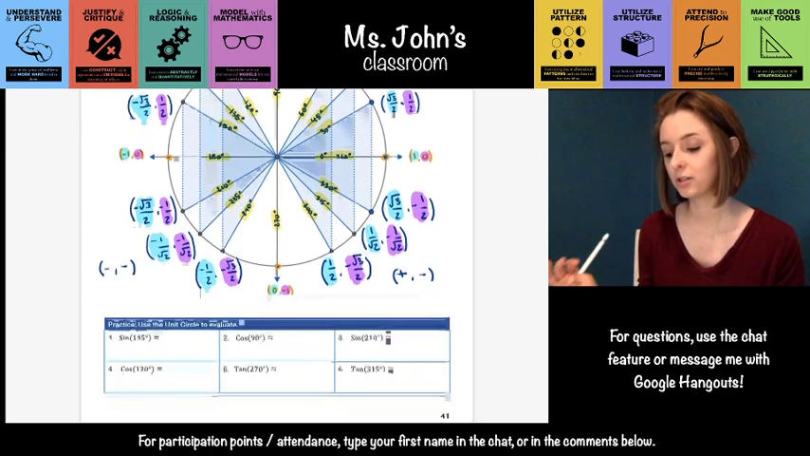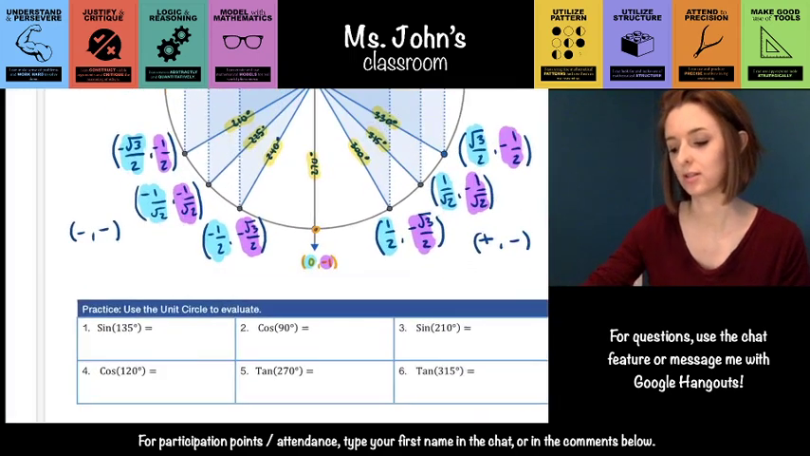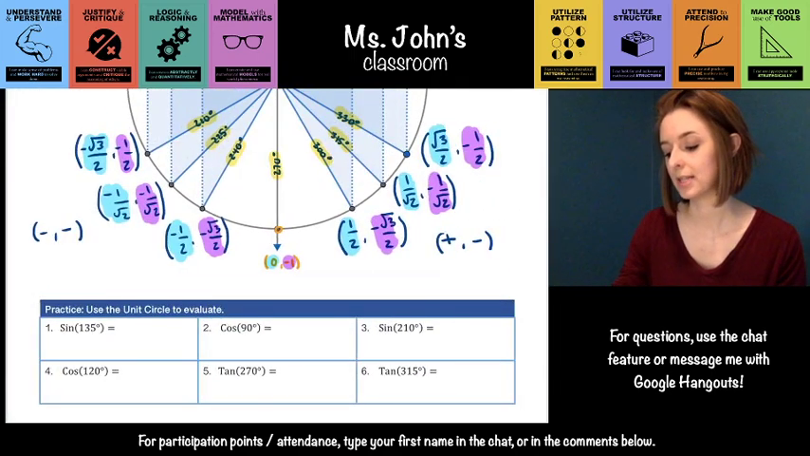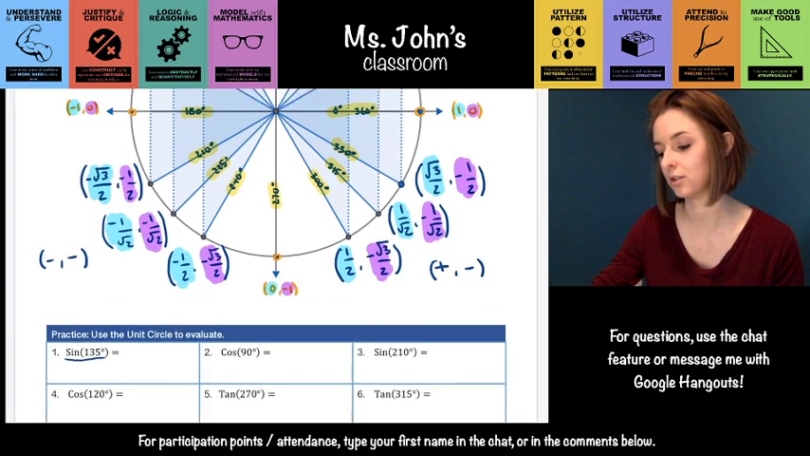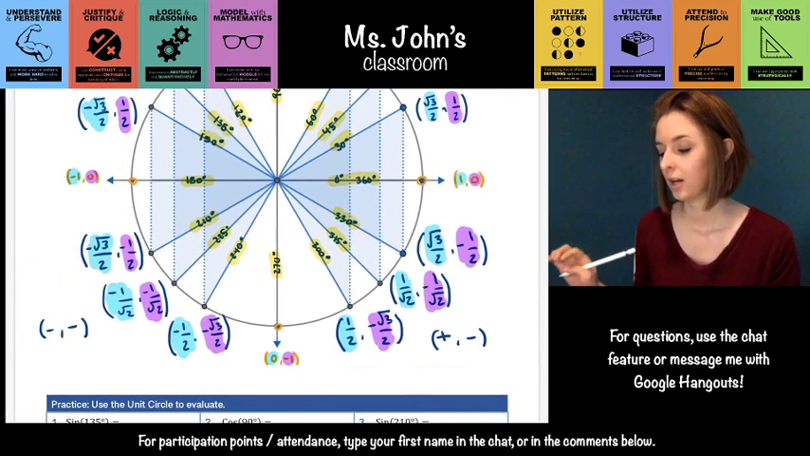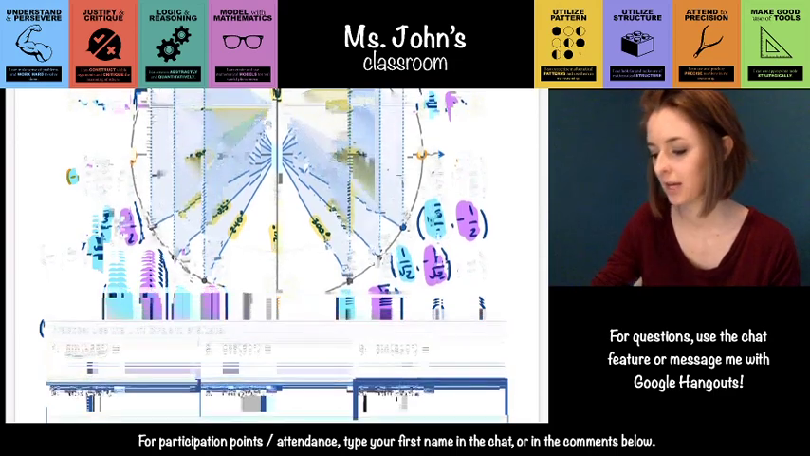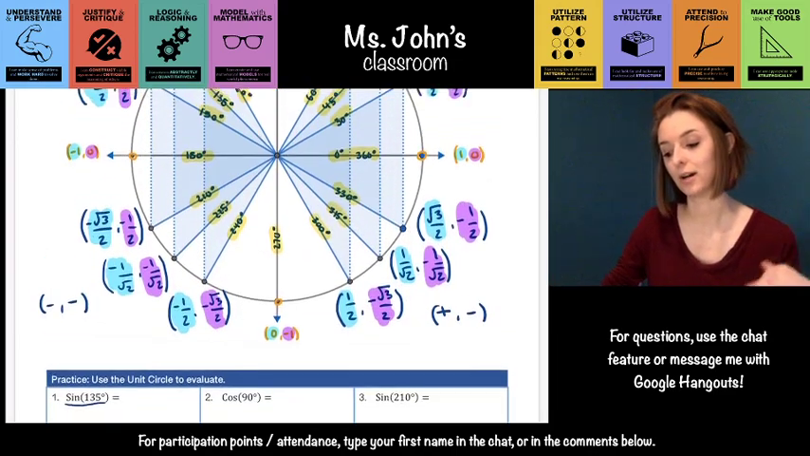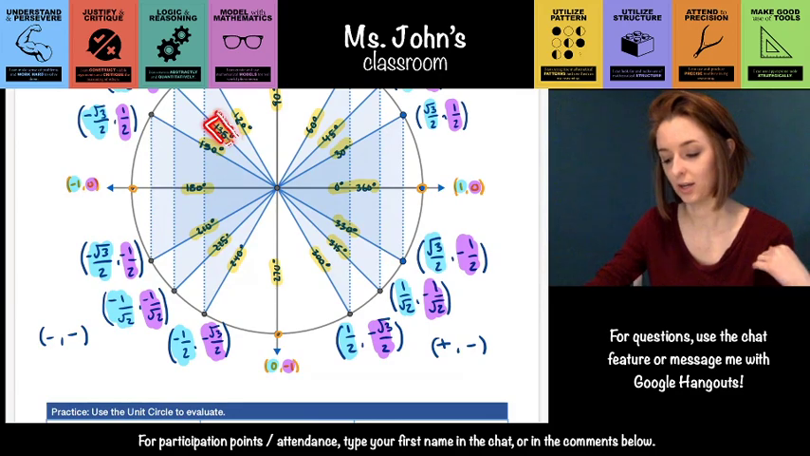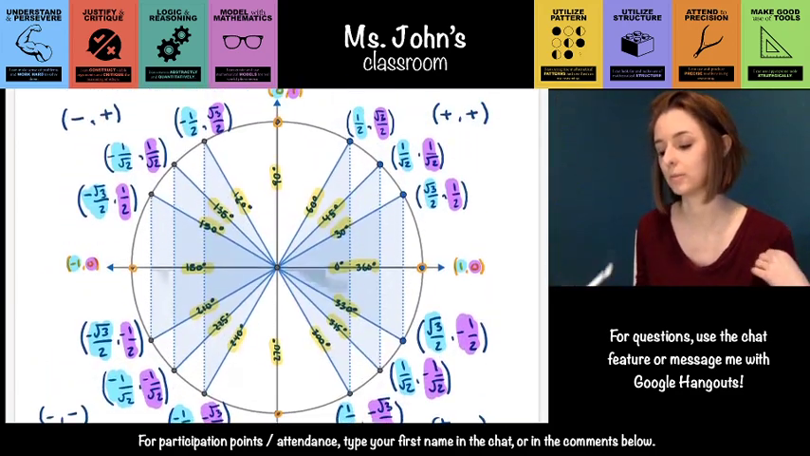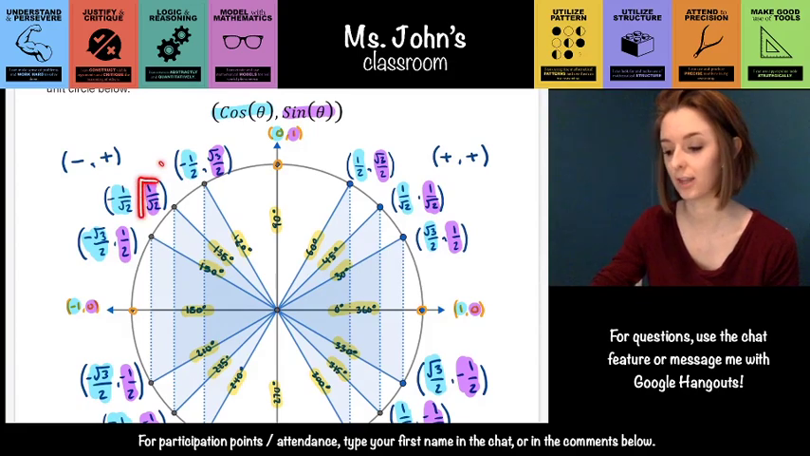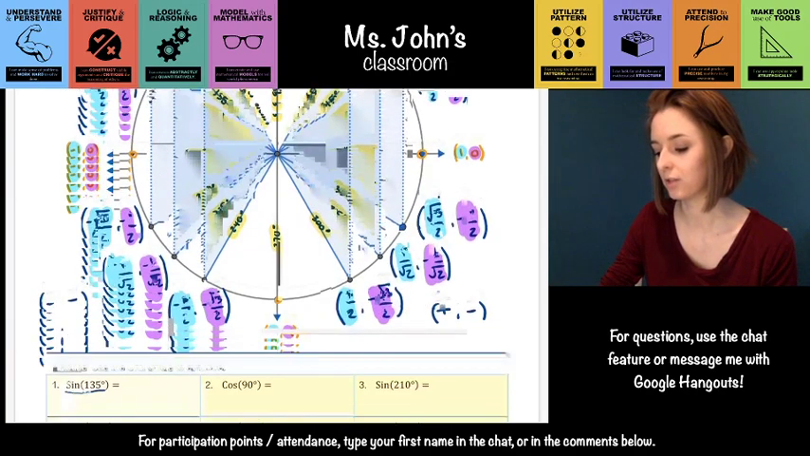Notice all you're doing is looking for the value. I'll do this first one just so that you know what you're doing. It says sine of 135 degrees. So you look on your chart and find 135 degrees, which should be right there. No, that was 100, the same numbers. 135 is here. There you go. So you're looking for the sine value of that angle. Sine again is the pink one. So sine of that angle is 1/√2. That would be your answer for that: 1/√2.